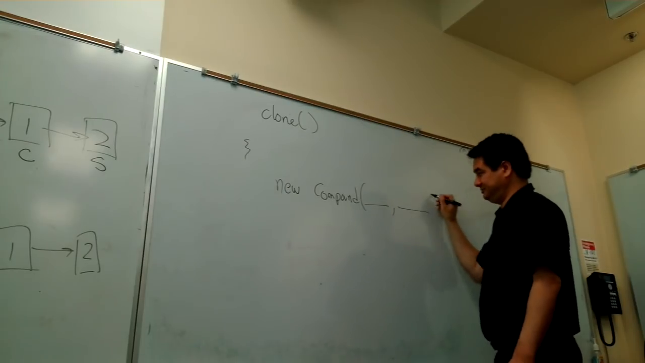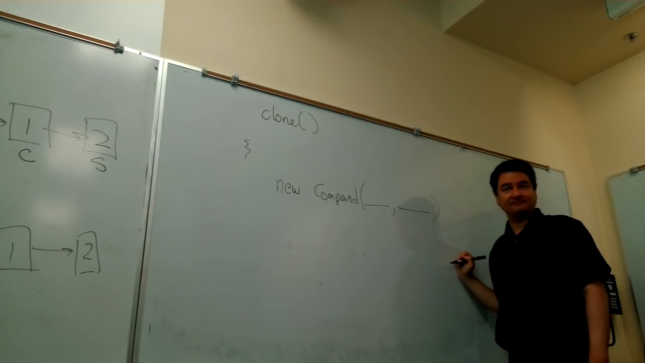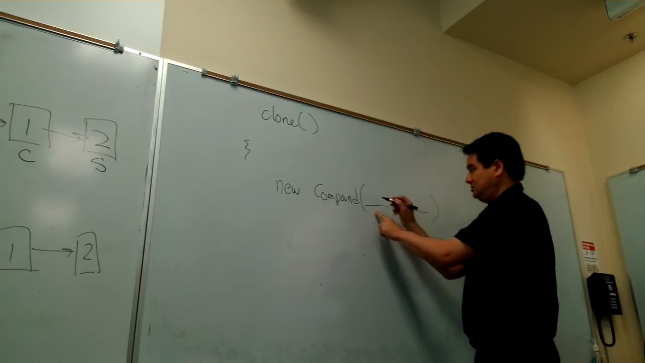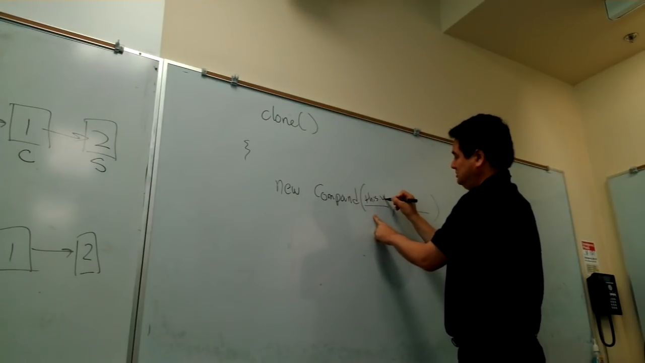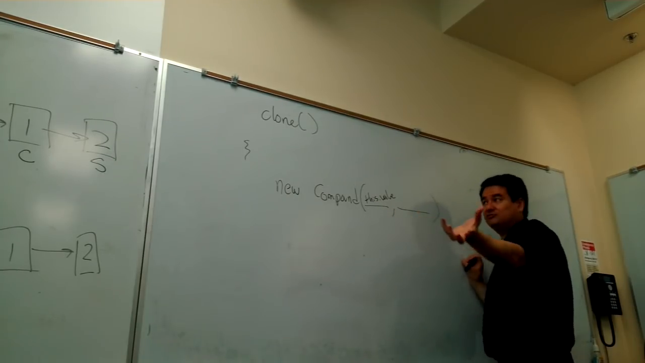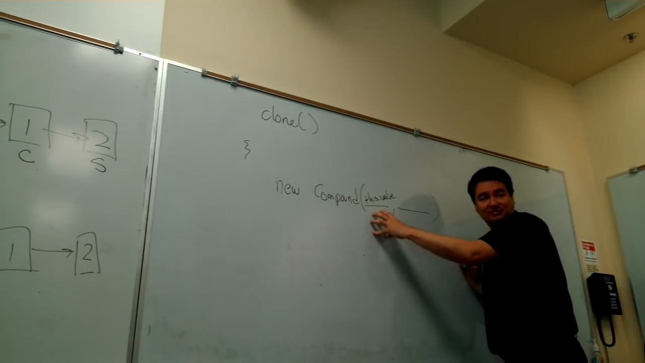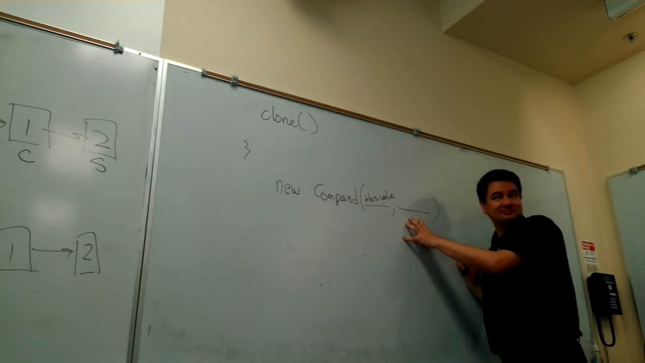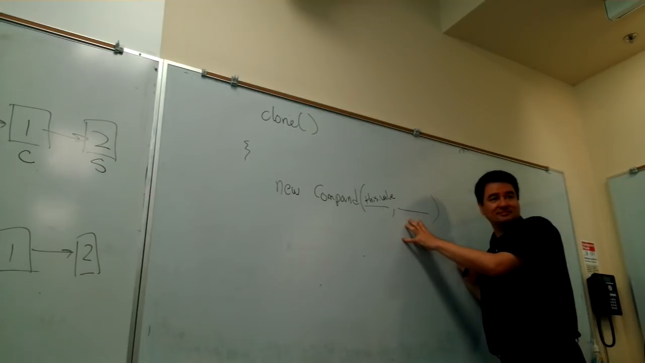And then I need 2 things. Your value, and I put my own value here. Your class. Does it make sense? I take my own value and copy it into this new compound. And then what do I put here? The list that you point to. Right, the list that I point to.